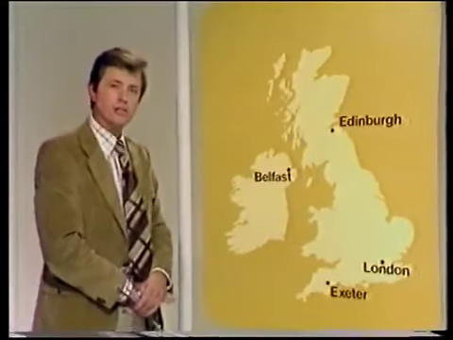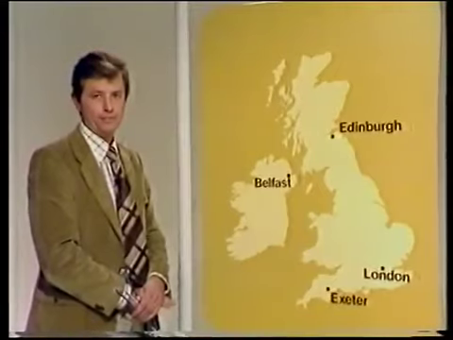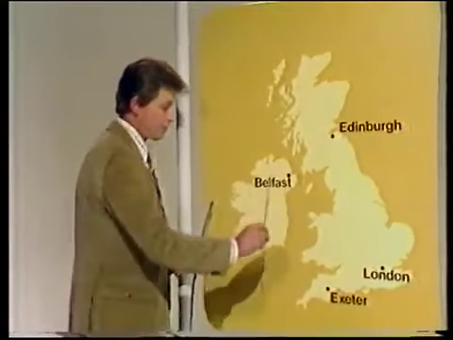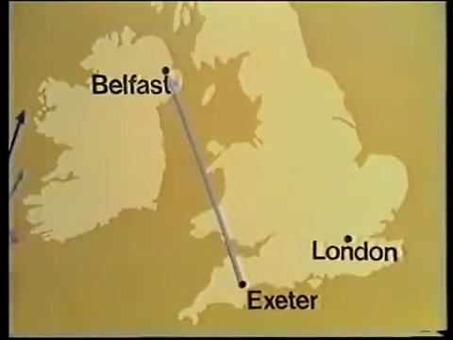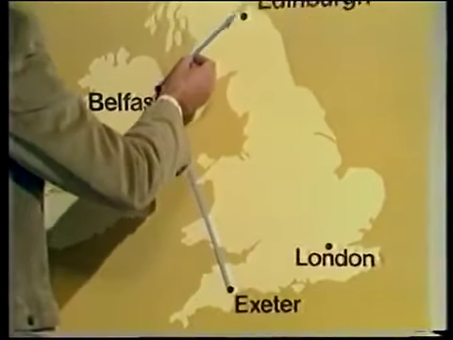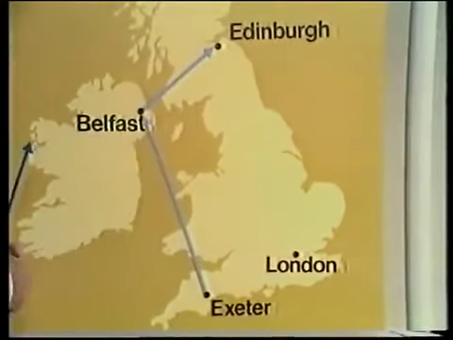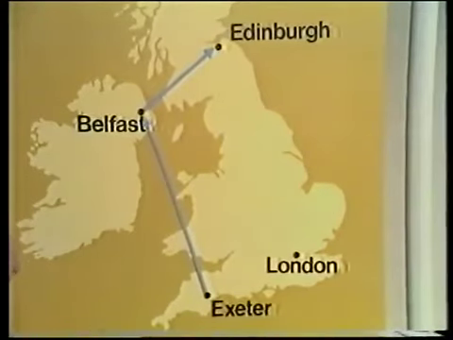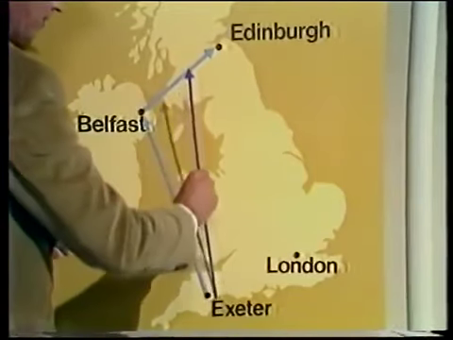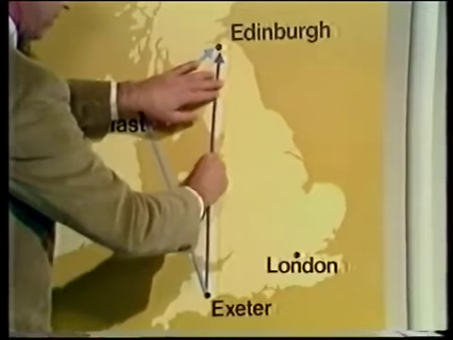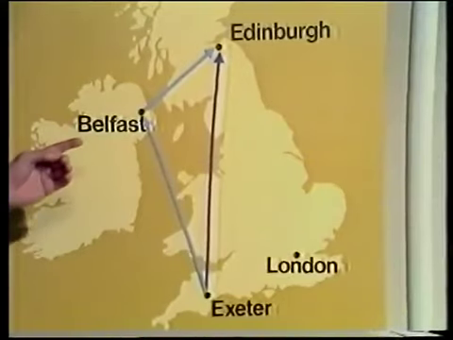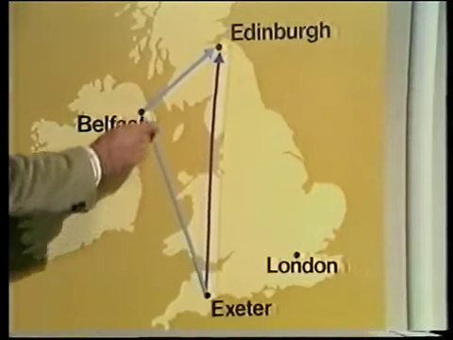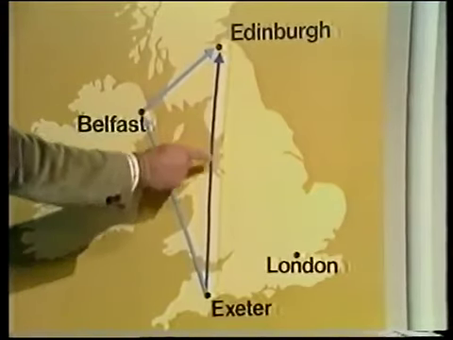Well, let's think about this in terms of the displacement vectors that are involved. Firstly, you have the displacement from Exeter up to Belfast, and then the displacement from Belfast to Edinburgh. And as far as displacements are concerned, the net effect of these two is the same as a single displacement from Exeter up to Edinburgh, just like that. Now, we can interpret this by saying that these two vectors here add to give this third displacement vector here.